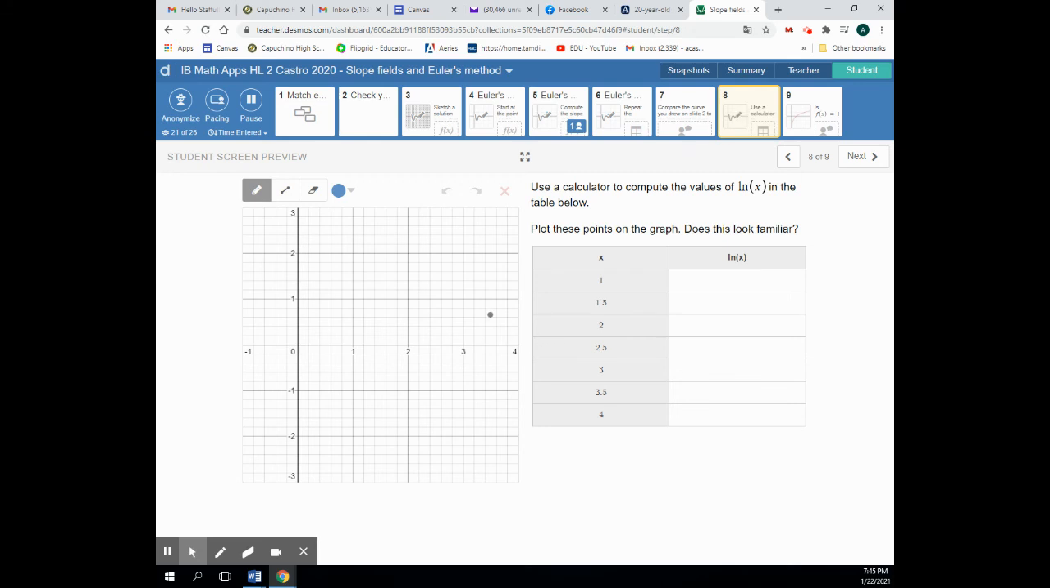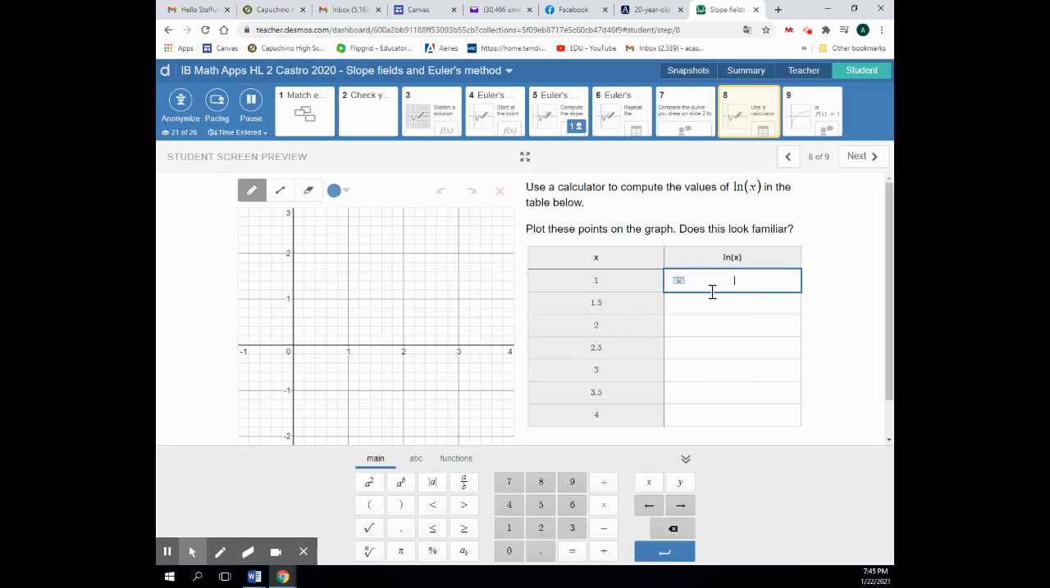Then you can do this, use a calculator. Actually, the calculator is already in here. So you don't have to pull out a calculator. You can just type natural log of 1, and it'll give you some answers. Okay, natural log 1.5, and it'll give you the answer. All right, so you're going to do that. Then you're going to plot these points on the graph.